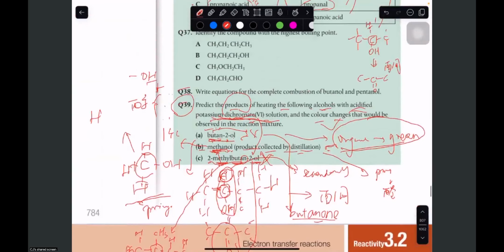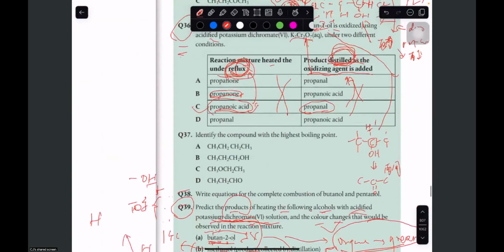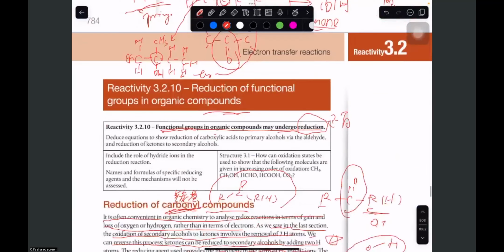Okay, we will not do the exercise because the time is limited. We'll move to the next one.